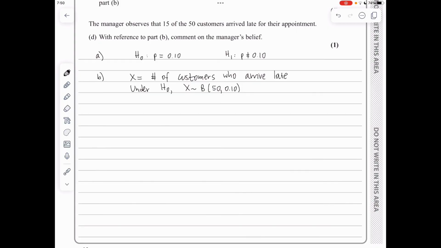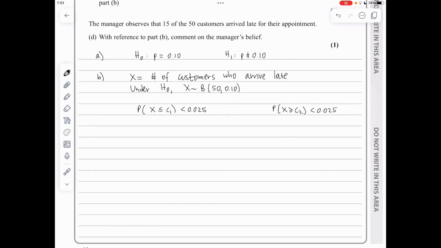We are now looking for the two critical values because it's a two-tail test, the left critical value and the right critical value. So we are looking for C1 such that the probability of X less than or equal to C1 is less than 0.025, and C2 such that the probability of X being greater than or equal to C2 is less than 0.025. So these are the values beyond which we say that we have departed from the null hypothesis, and we will be rejecting the null hypothesis in favor of the alternative hypothesis.